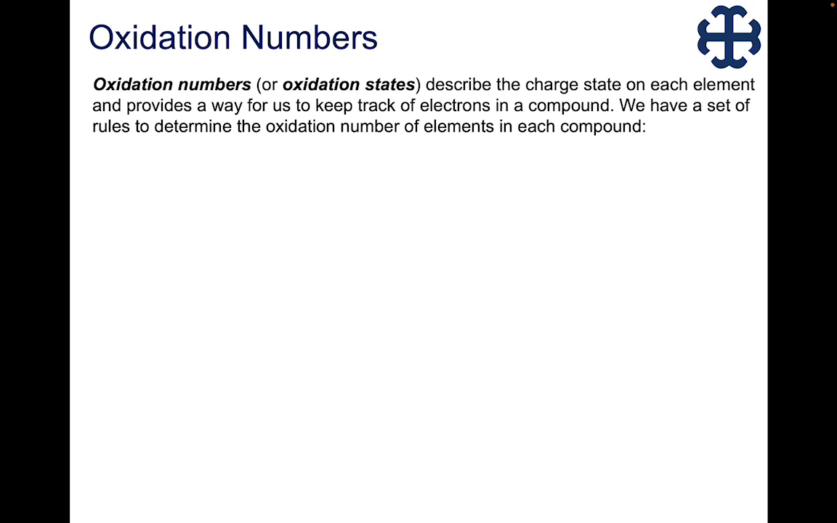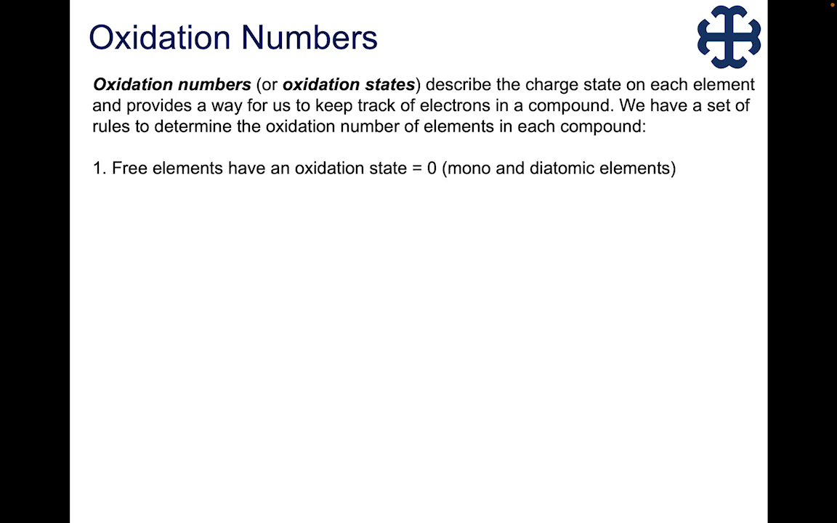We have, as chemists, come up with a set of rules to determine an oxidation number for elements in each compound. And so you just need to follow these rules and you'll end up with the right oxidation state. So those rules are that any free element, or any element just bound to itself, has an oxidation state of zero. That is just a rule, anything that's a pure element, oxidation state is zero.